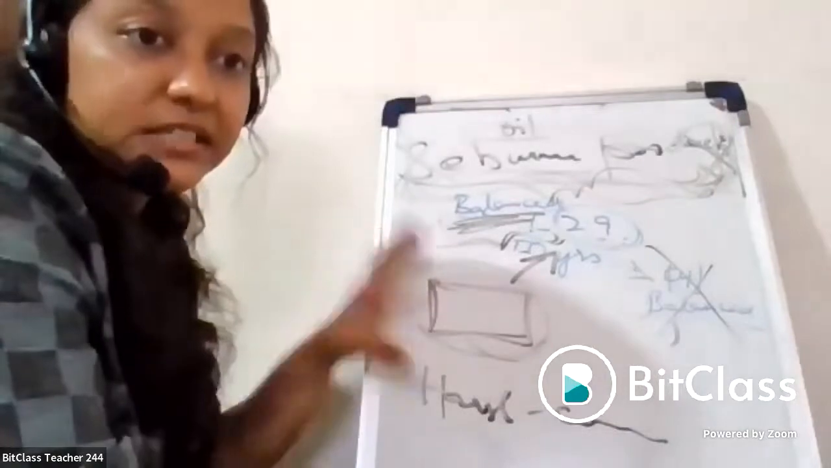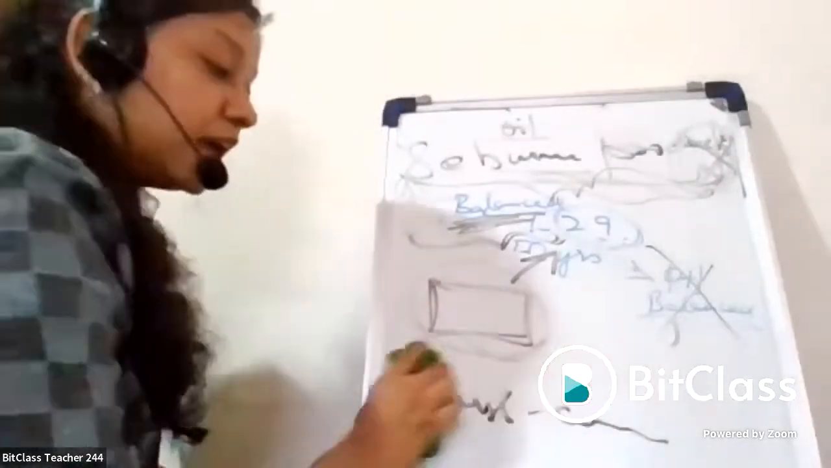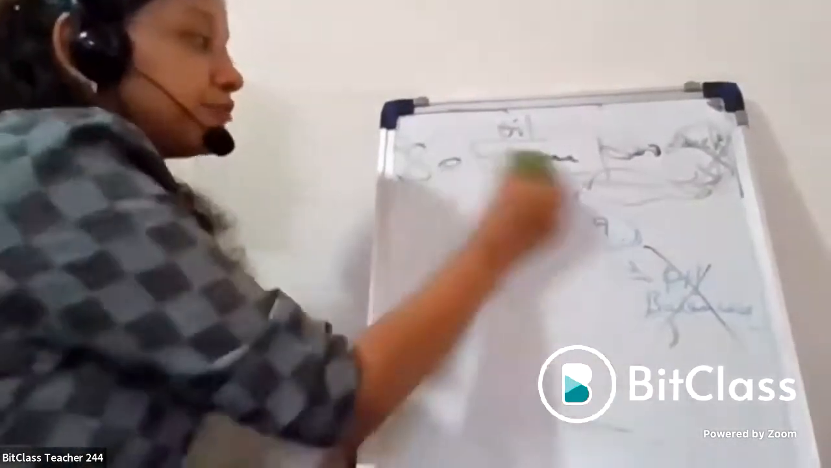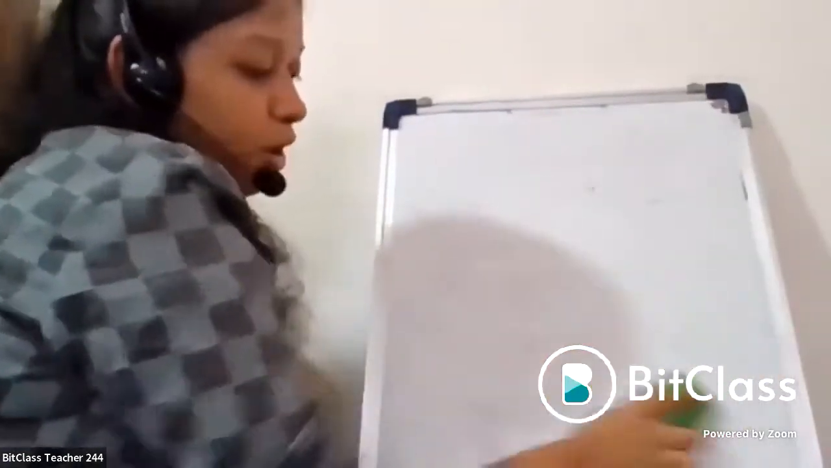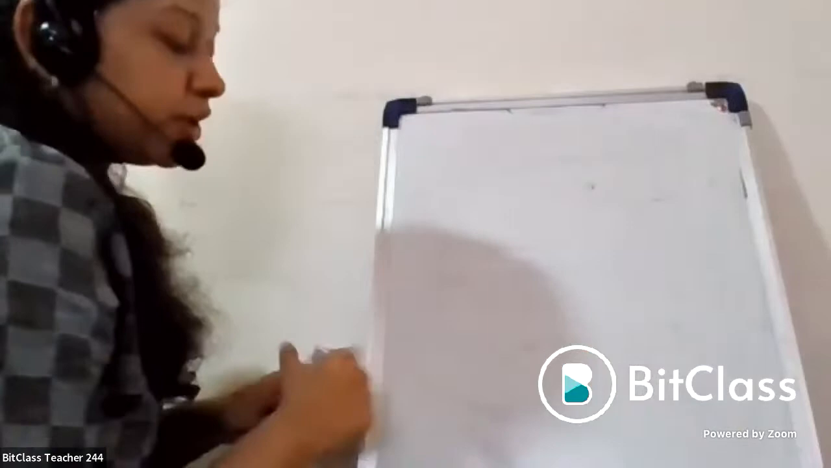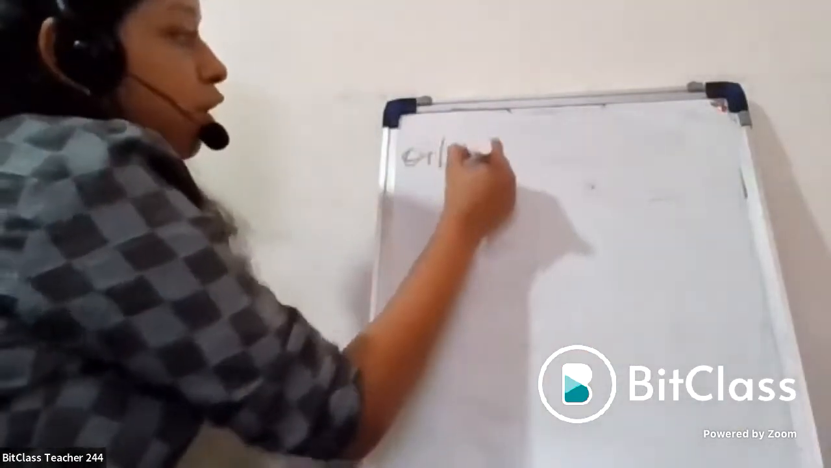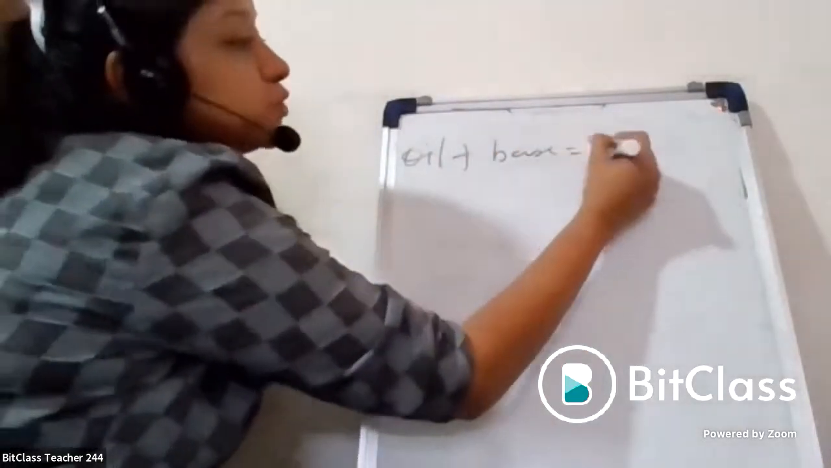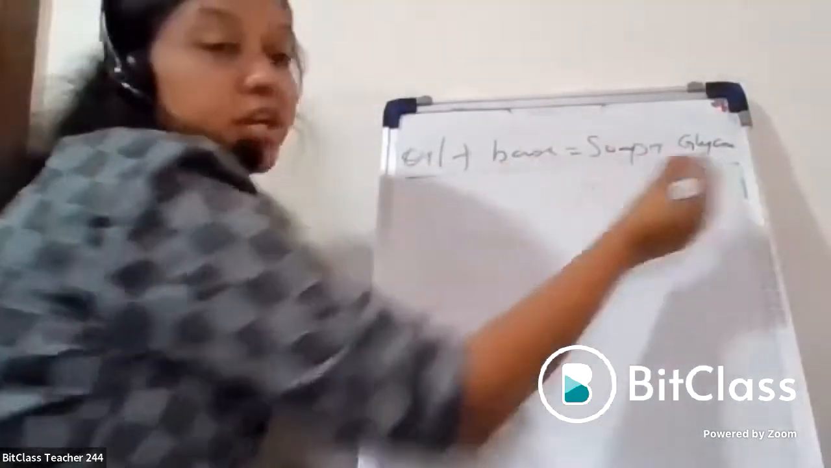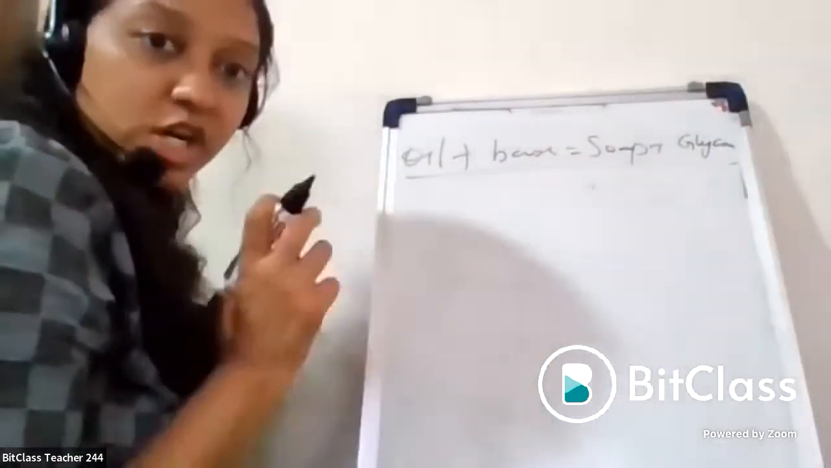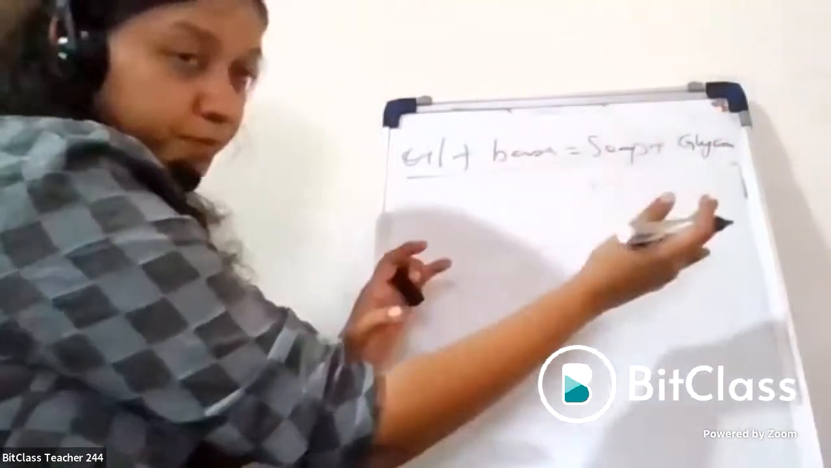For creating this soap, we have only one formula. Different processes are there, but the formula is only one. The formula is oil plus base equals soap plus glycerin. Every time, this is the only formula to make any natural soap. Oil plus base equals soap plus glycerin.